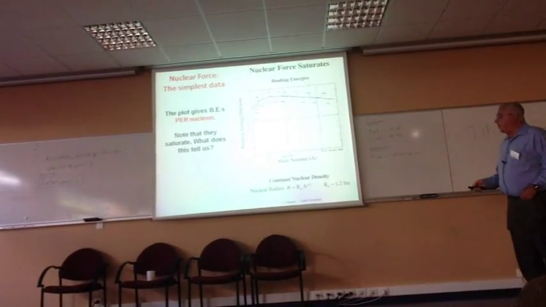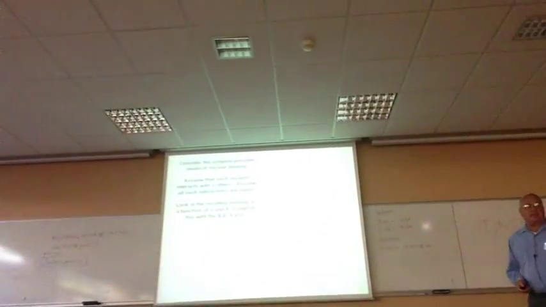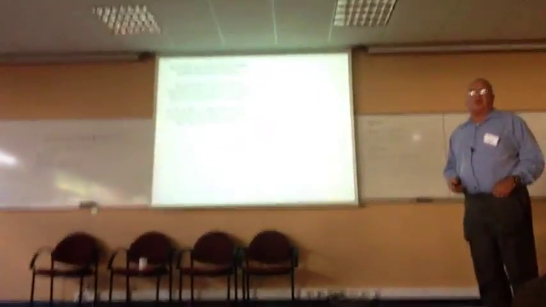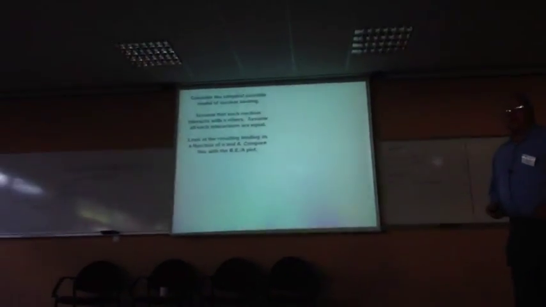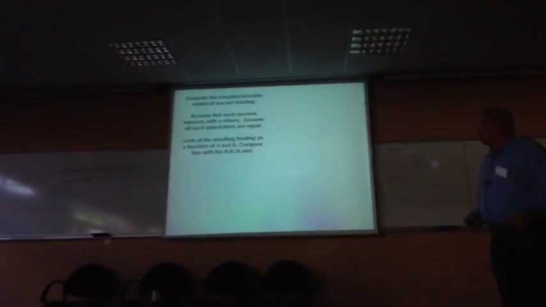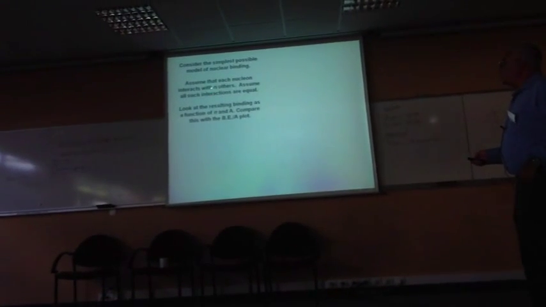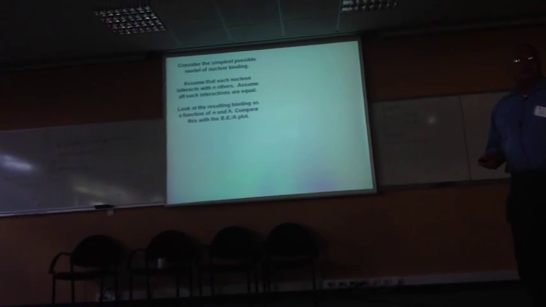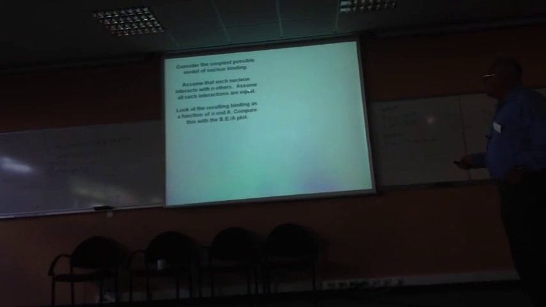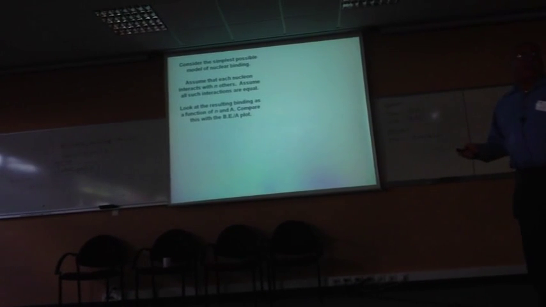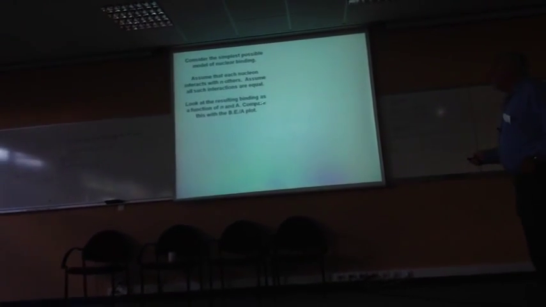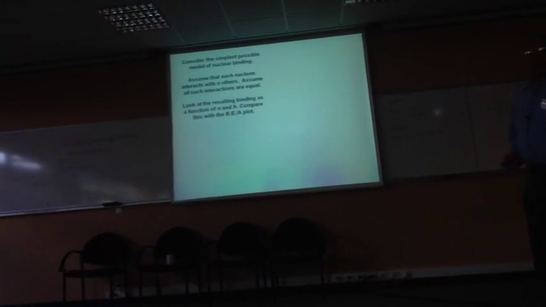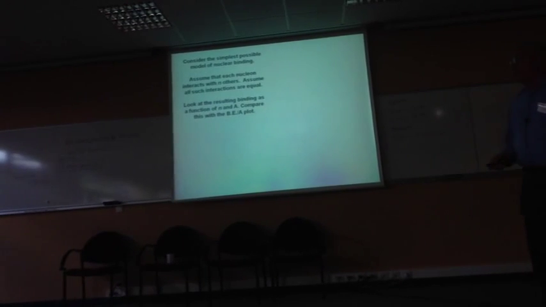Okay? So I want to look at the simplest possible model you could imagine, which is clearly wrong. I like to look at wrong models because they often contain some essence of the real situation. So I'm going to assume that every nucleon interacts with n others, and we will look at different values for n. And all those interactions are equal. And you know that's not right, but we'll do it anyway. And we're going to look at the resulting binding as a function of n and mass. And we'll compare with this binding energy plot.